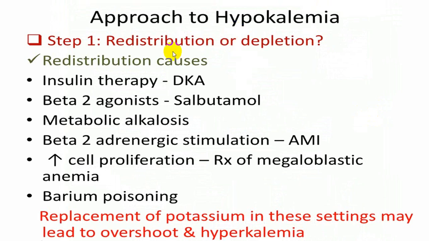Now the approach to hypokalemia: first rule out redistribution or depletion, like insulin therapy, beta agonists like excessive salbutamol, metabolic alkalosis, beta-2 adrenergic stimulation like acute myocardial infarction, megaloblastic anemia, barium poisoning, etc. Rule out those conditions.